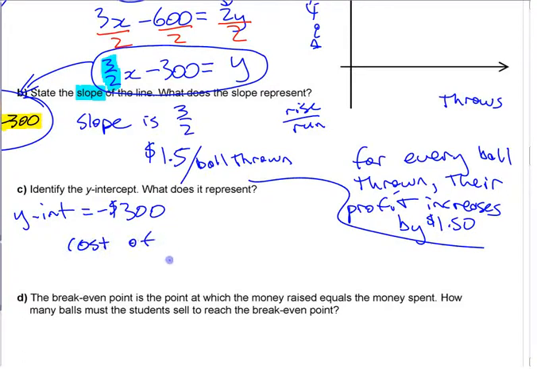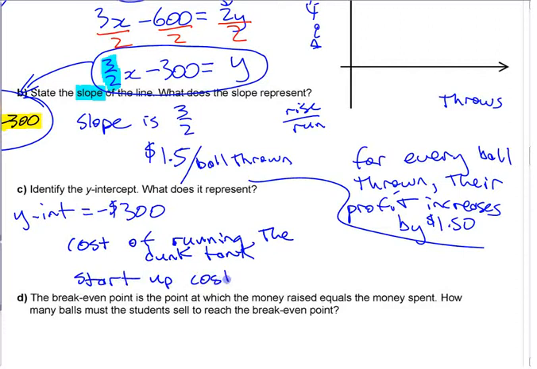Cost of running the thing. I don't know. Startup costs. Okay, maybe the safest way to say it is it's your profit, and it's negative, right? If you have negative profit, you're losing money, right? It's the cost before anybody's played the game. Profit if no one plays. I don't know, something like that. Lots of different ways you could say it.